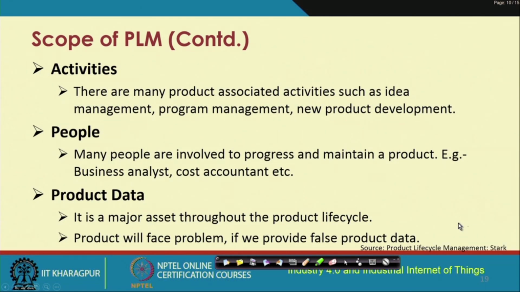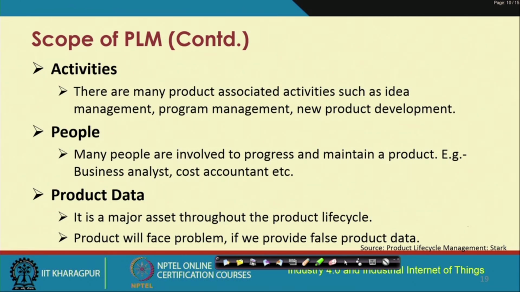Activities: there are many product associated activities such as idea management, program management, new product development and so on. People aspects: many people are involved to progress and maintain a product, for example a business analyst, a cost accountant. So, these are the different people aspects. And product data is a major asset throughout the product life cycle. So, the product will face problems if we provide false product data.